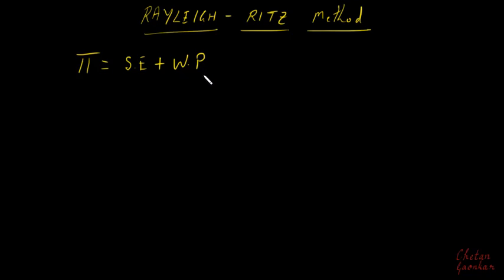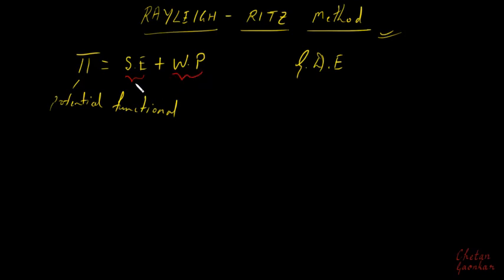And rather than starting from the governing differential equation of the problem, it directly formulates the problem using an expression for the potential functional, which is nothing but strain energy plus work potential. So before actually going into this Rayleigh Ritz method or how this method works, let us understand this term strain energy and work potential in more detail, right?